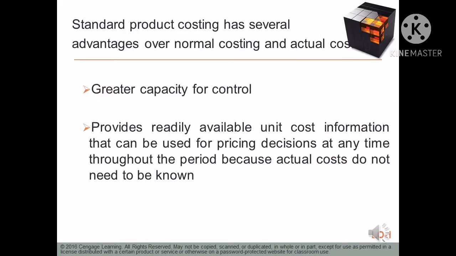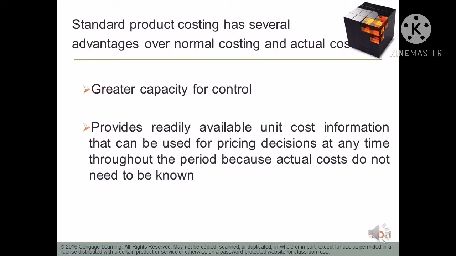As mentioned in the note given, standard product costing has several advantages over normal costing and actual costing. First, standard costing has greater capacity for control. As we know, this system is used to identify variance by comparing actual cost with budgeted cost, so that it allows managers to look for ways to improve cost control, cost management, and operational efficiency.